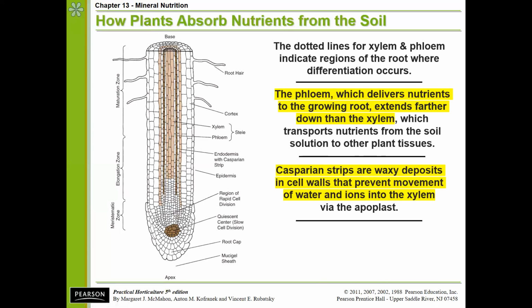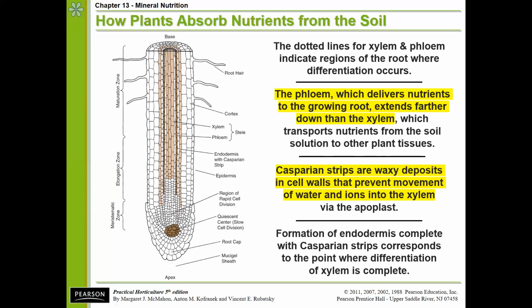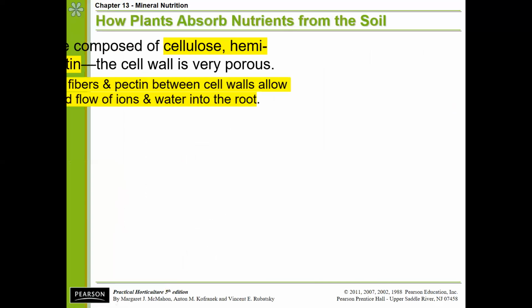Also notice that we have this endodermis here, and in the endodermis there's what we know as the Casparian strip. And the Casparian strip is basically just a barrier. It's a waxy deposit in the cell walls that prevents movement of both water and ions into the xylem, unless they are taken up and moved through the Casparian strip through various means. We'll get to that.